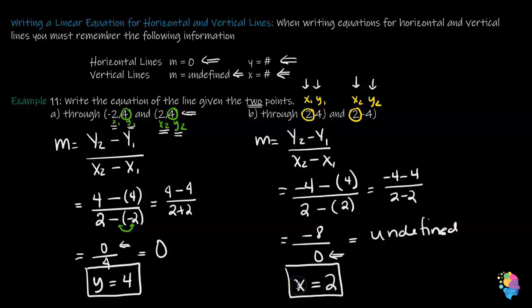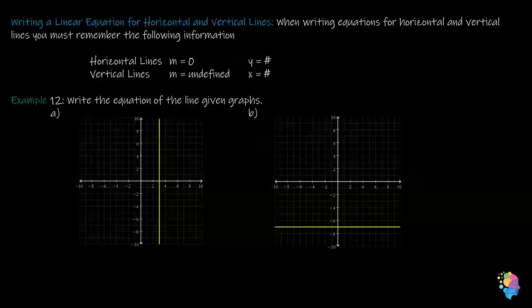Let's try one last example. In this last example, we are given graphs, and they're asking us to write the equation of the line for these graphs. If we look at A, you see that this is a vertical line. Then if it's a vertical line, the equation is going to be x equals a number. The number will depend on which value on the x-axis our graph is crossing. In this case, it is crossing at 3, then the equation is x equals 3.